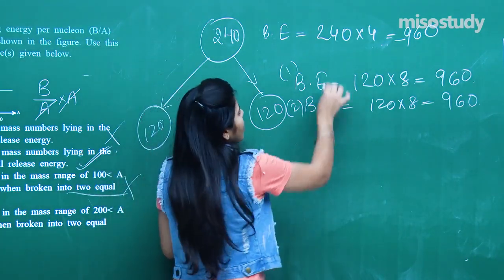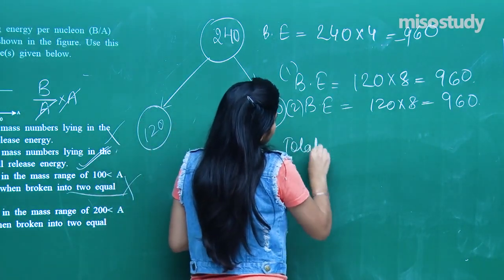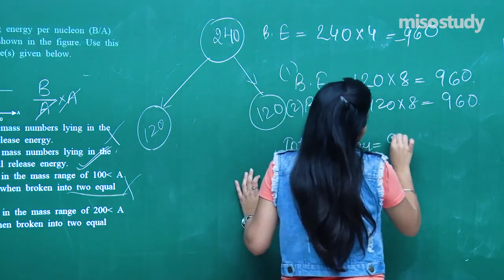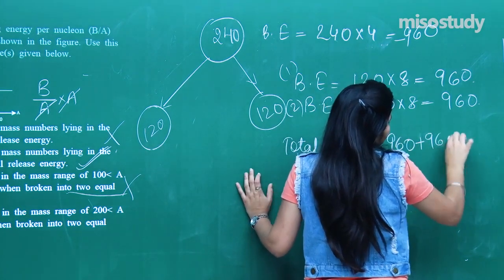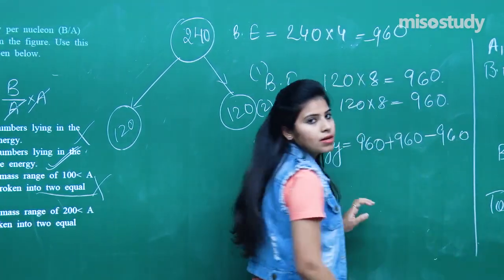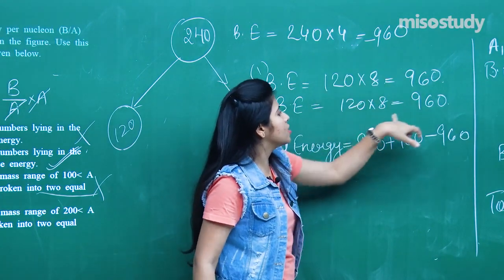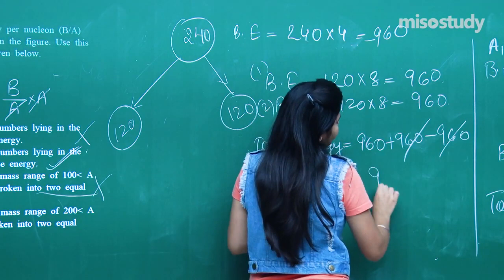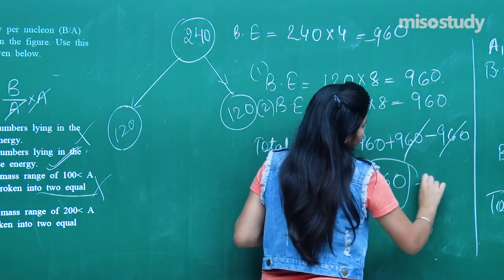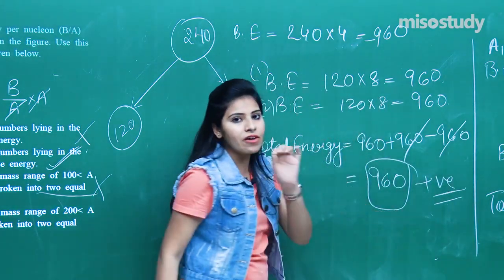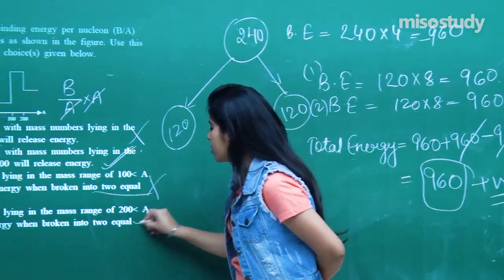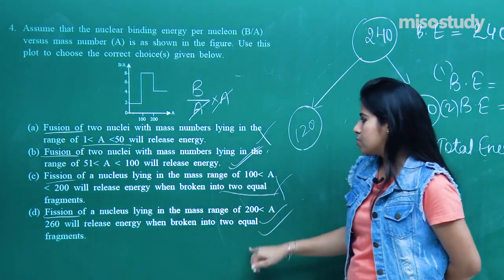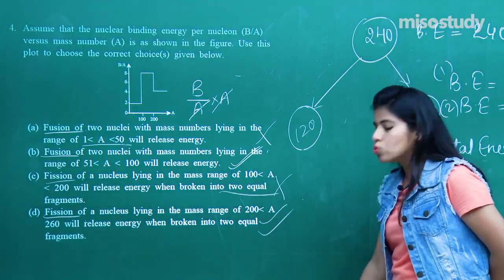If you are finding the total energy, then it will be 960 plus 960 minus 960, isn't it? This is minus, these both are plus, positive. So one will be cancelled and you have your answer positive, very much positive. So definitely the energy is going to be released from here. So yes, we have more than one correct answer, and these are this and this. This is the way to do the question.